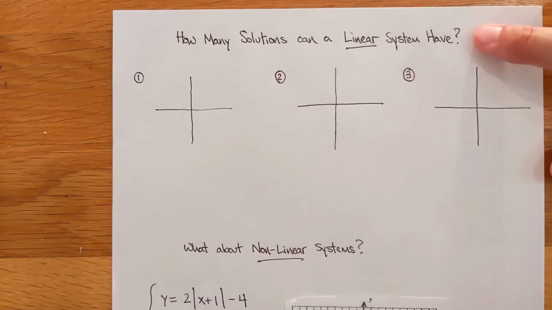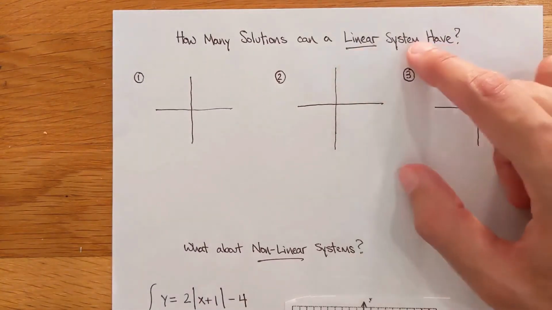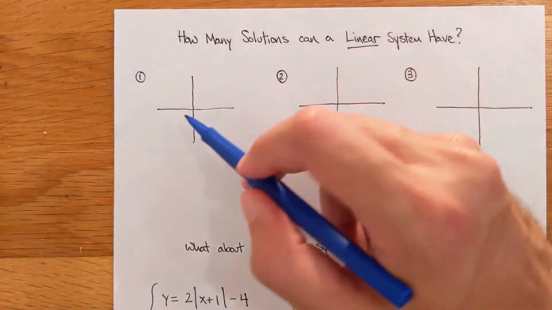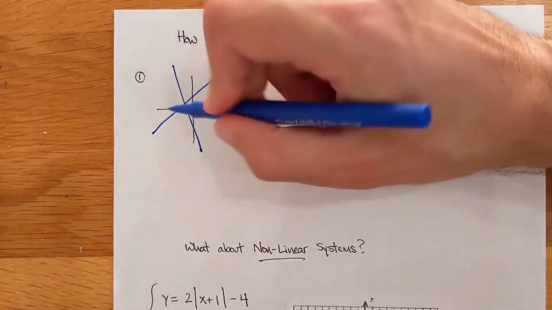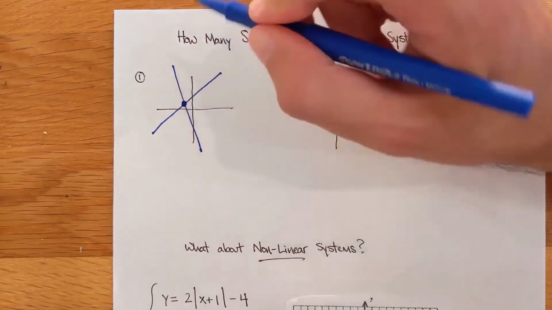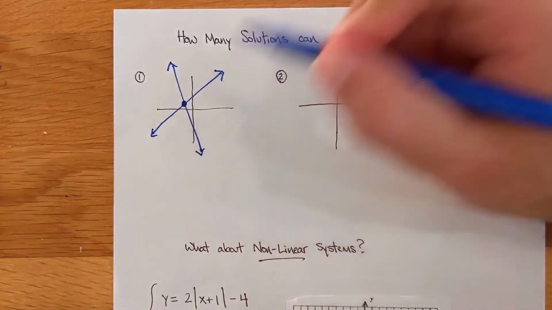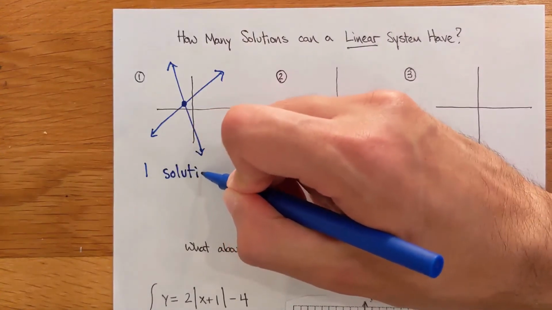I want to talk about how many solutions a system can have. And I specify here that it's a linear system, so each of our graphs is going to be a line. We already saw one scenario. Like, let's say I graphed my lines when they were like this, or you can look at the last example as well. Sometimes when you graph a system with two lines in it, you have one solution. Okay?